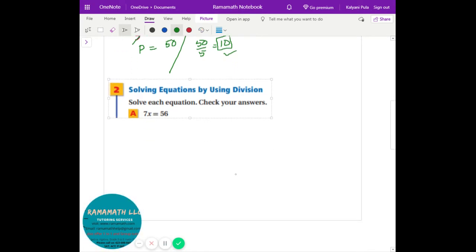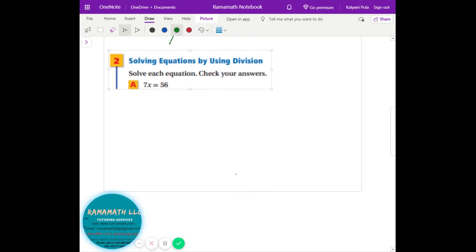All right, next one, solving equations using division. In the last two questions, we multiplied and then solved it. Now in this case, 7x equals 56. I'm going to write it down quickly: 7x equals 56. My letter, or the variable, is right here. I want to isolate the variable. I want to find the value of x.